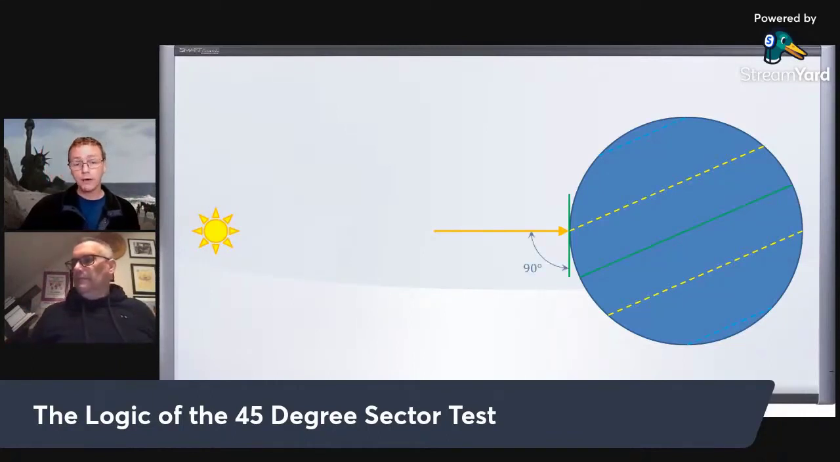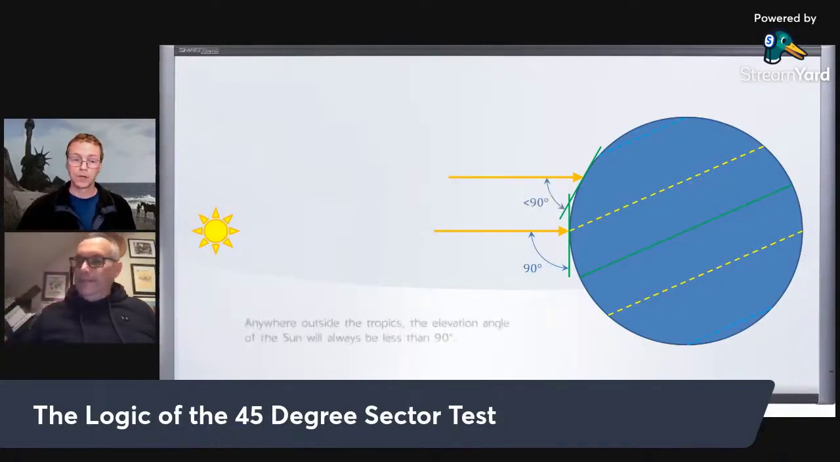Where on the Earth that hits depends on the time of year. At different times of year, it hits at a different latitude. I've drawn a latitude line here that is the exact latitude that the sun is hitting. At noon, at this spot, the sun is straight overhead at 90 degrees. Anywhere else on the Earth, like further north of that latitude, the sun, being so far away, shining parallel light, will be at less than 90 degrees. I summarize that here.